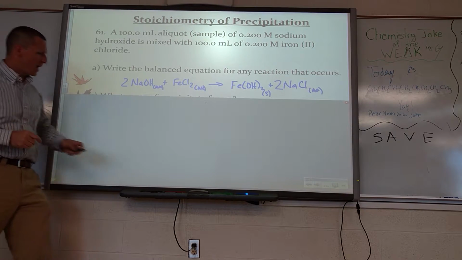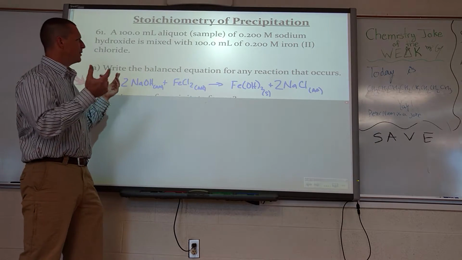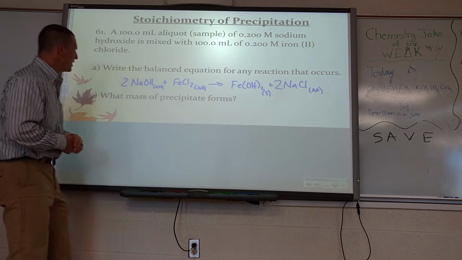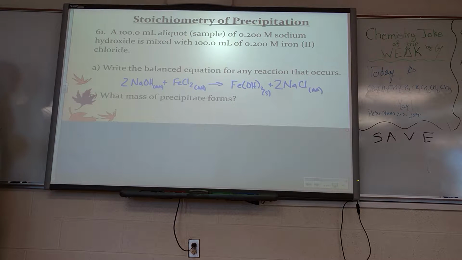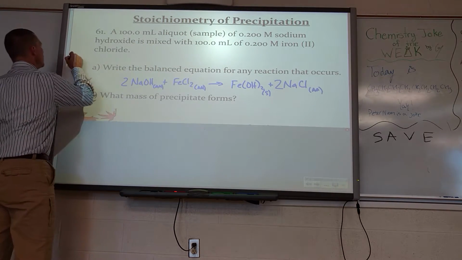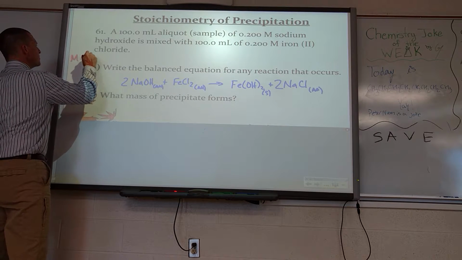That's it for part A. Part B, I don't remember what part B was in the book, and I just left it out because I didn't think it was worth our class time. Part C now, what mass of precipitate forms? Okay, well that's not bad. We can do this. It doesn't give us grams or moles, it gives us volumes and molarities. But if you know volume and molarity, you can find moles, right? From the molarity formula? You can. So let's go ahead and do that. We know that molarity is moles per liter.